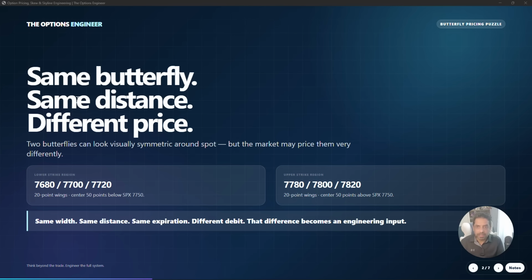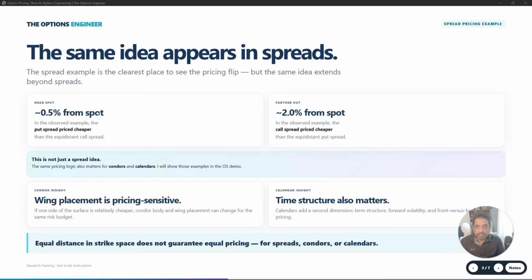The key idea is that pricing is not something we check after design. Pricing is one of the inputs that helps determine the structure. Here is the debit spread example. Near spot, the put spread can be cheaper than the equidistant call spread, while farther away, the comparison can flip. I also want to be explicit that this is not only a butterfly or a spread idea. The same pricing logic affects condors through wing and body placement, and it affects calendars through term structure and forward volatility. I'll show the specific example in the OS demo.